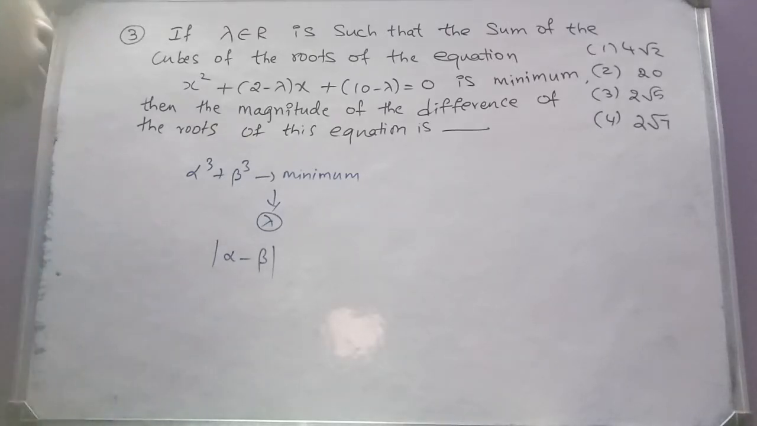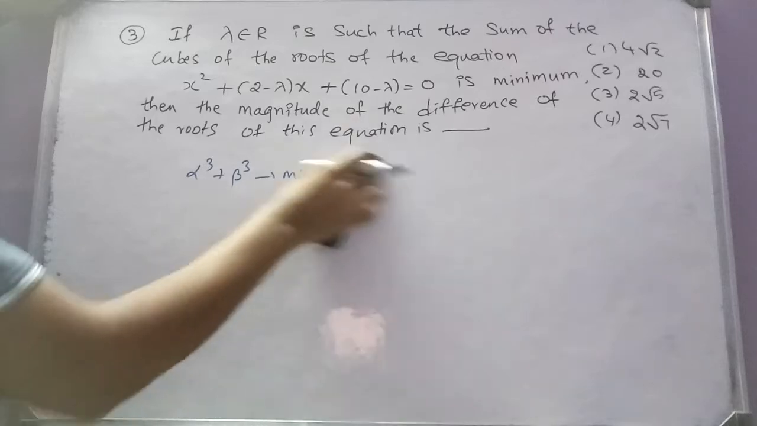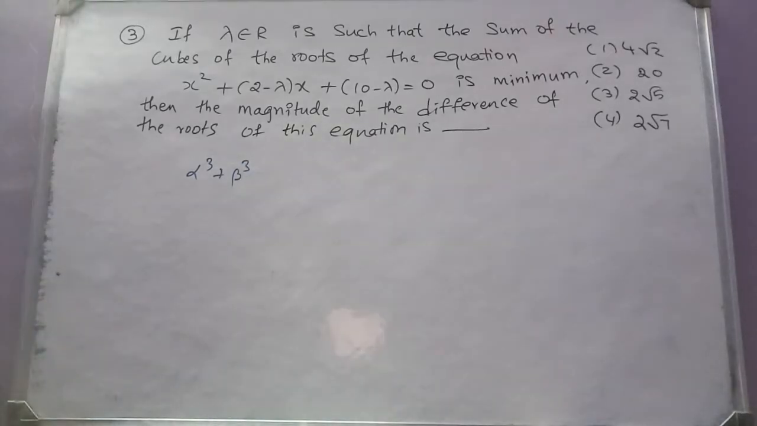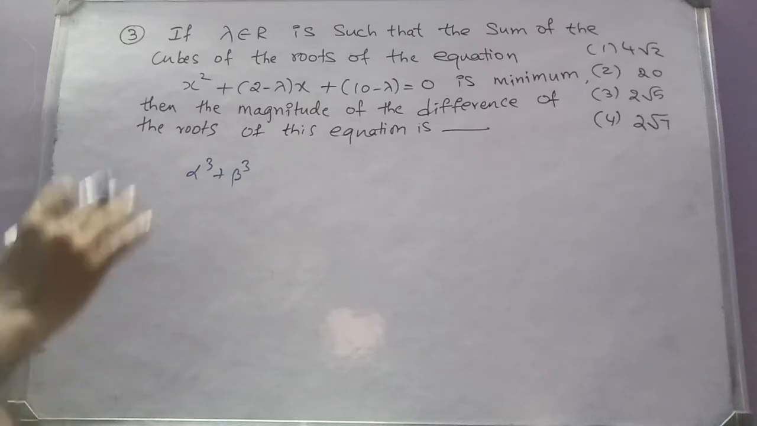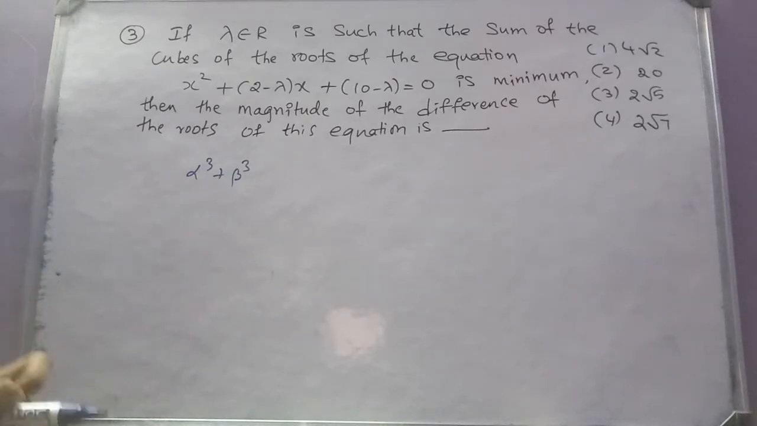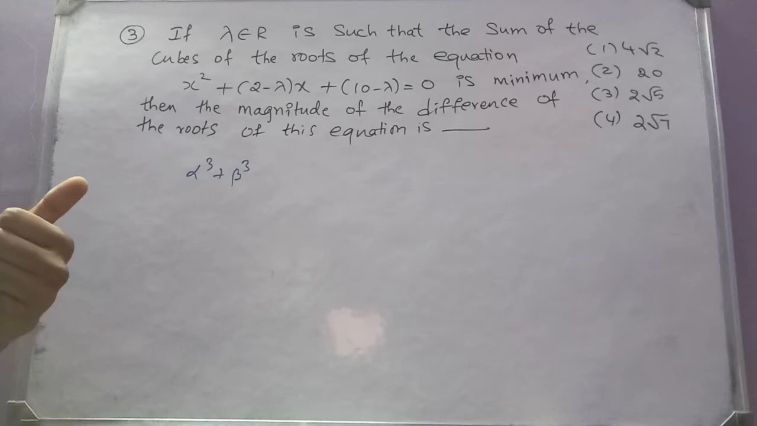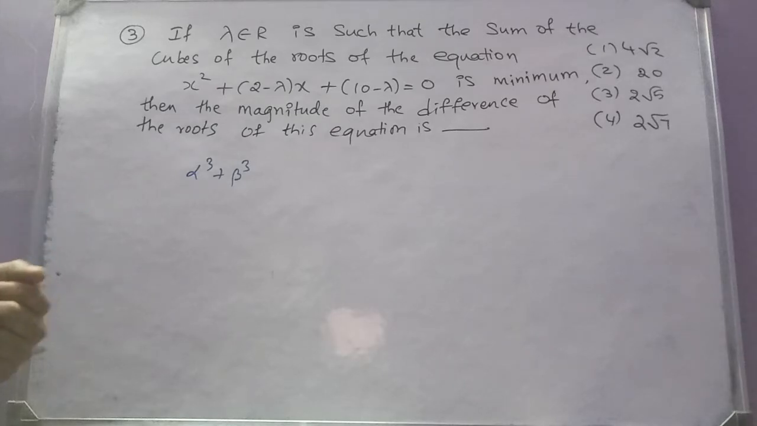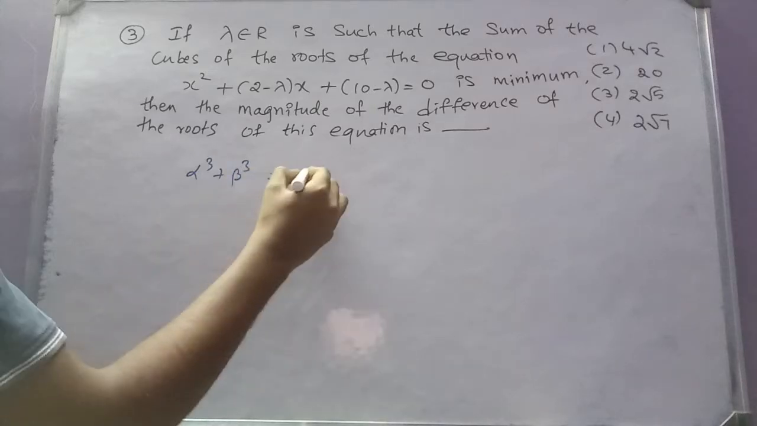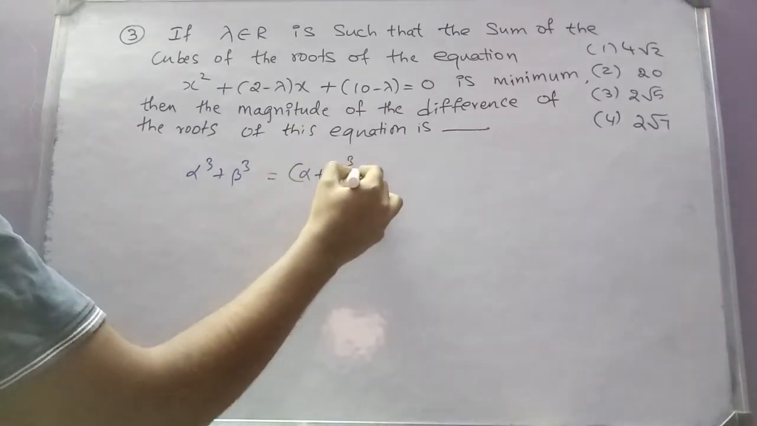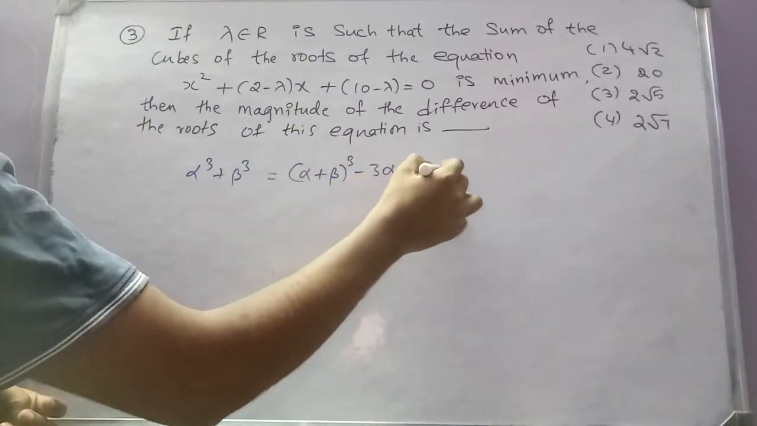So first of all, dear students, let us find out what is alpha cube plus beta cube. This is the fifth time we are using the concept of symmetric function of roots. So it's a very important topic. Once again I am saying, you can find symmetric function of roots in our playlist of quadratic equations. So alpha cube plus beta cube can be written as alpha plus beta whole cube minus 3 alpha beta into alpha plus beta.